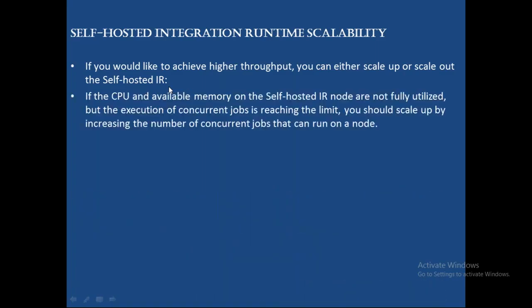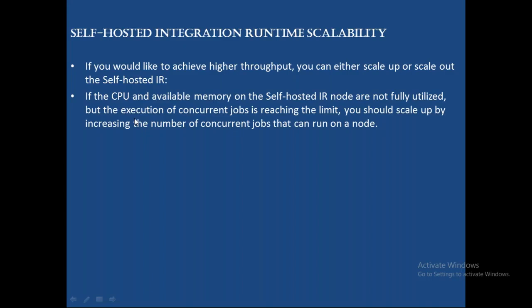That's all. Okay, now if the CPU and available memory on the self-hosted IR node are not fully utilized, but the execution of concurrent jobs is reaching the limit, you should scale up by increasing the number of concurrent jobs that can run on a node. So here what they are saying is, let's say the maximum concurrent jobs which are going to run may be 32, okay, something like that. Now when you have that limit, what happens is the existing CPU and memory are too much. These 32 concurrent jobs are not utilizing your complete memory and CPUs.